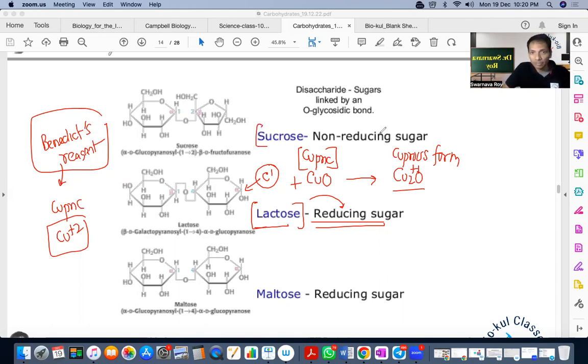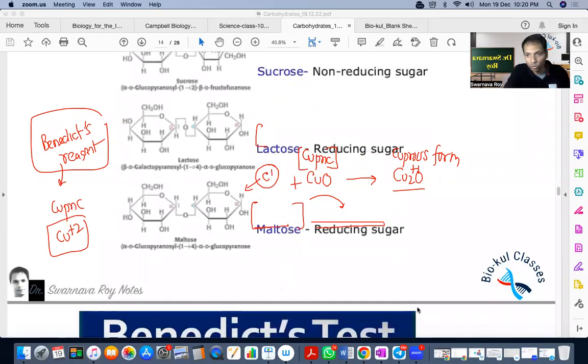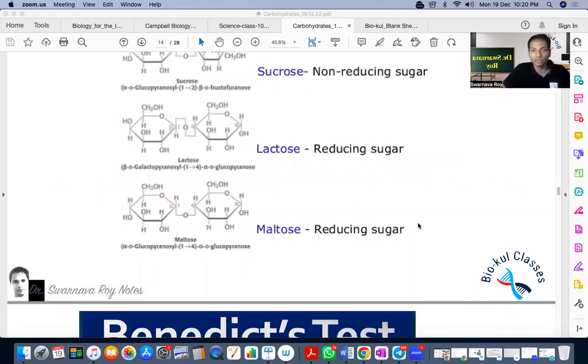If you look at sucrose, which is a non-reducing sugar, because its anomeric carbons are engaged in bond formation, sucrose will never reduce the cupric to cuprous form. When you add Benedict's reagent to a solution of sucrose, it will not reduce. When you add Benedict's reagent to a solution of lactose, the reduction will take place because lactose is a reducing sugar. Coming to maltose, maltose is also a reducing sugar. Why? Because its anomeric carbon is free. Maltose is made up of two molecules of glucose.